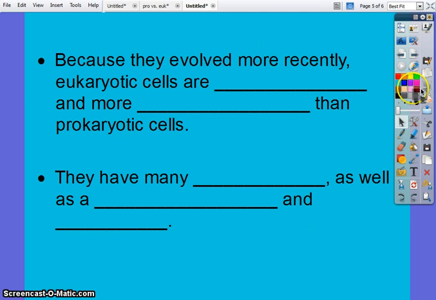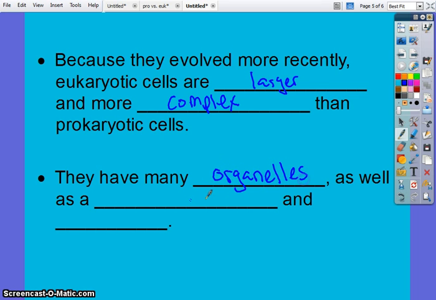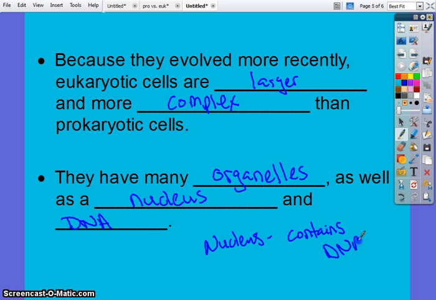Because they evolved more recently, eukaryotic cells are definitely larger than prokaryotic cells, and they are more complex. By being more complex, they have many organelles. I had mentioned that they do have a nucleus, and they also have DNA, just like prokaryotic cells, because again, eukaryotic cells are living, and all living things have to have DNA. The nucleus in eukaryotic cells contains the DNA, whereas in prokaryotic cells, the DNA is just kind of floating around inside the cell.